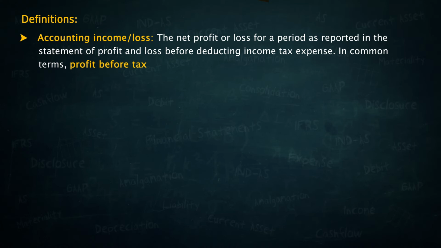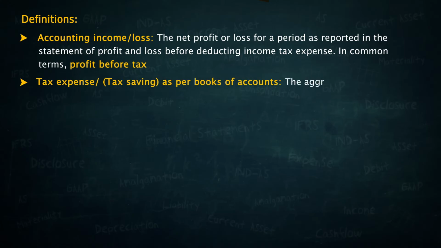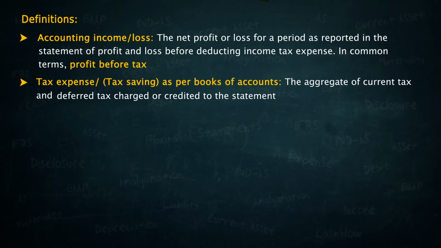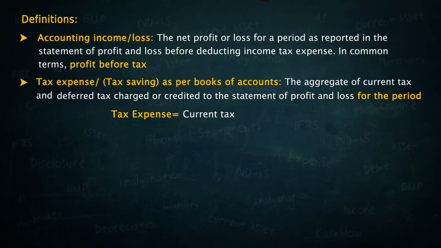Next, tax expense. Tax expense as per books of account is the aggregate of current tax plus deferred tax charged or credited to the statement of profit and loss for the period. Well, this sounds like a big definition. To keep it in simple terms, tax expense is equal to current tax plus deferred tax. What is deferred tax? We will discuss that in some time from now.